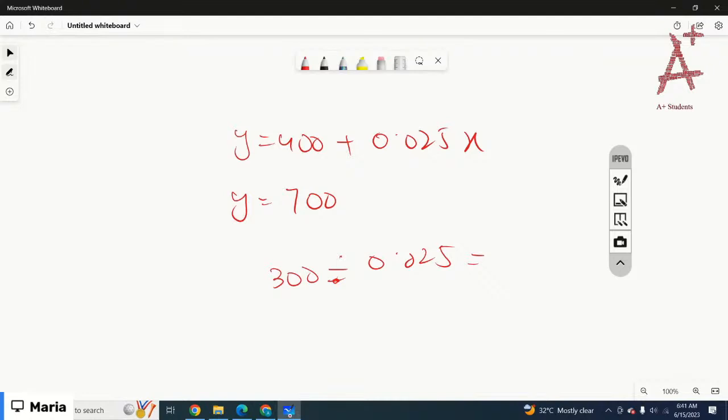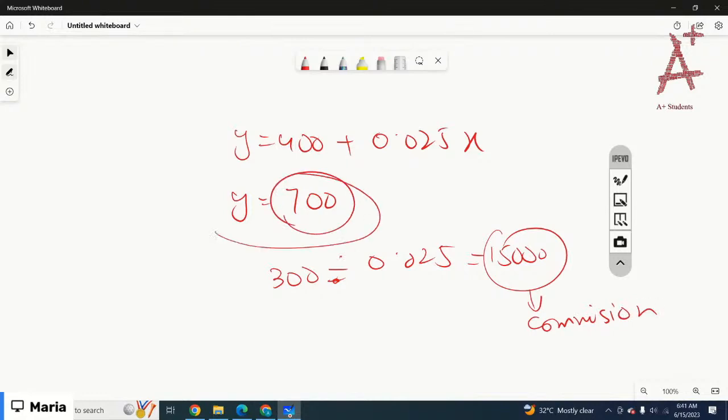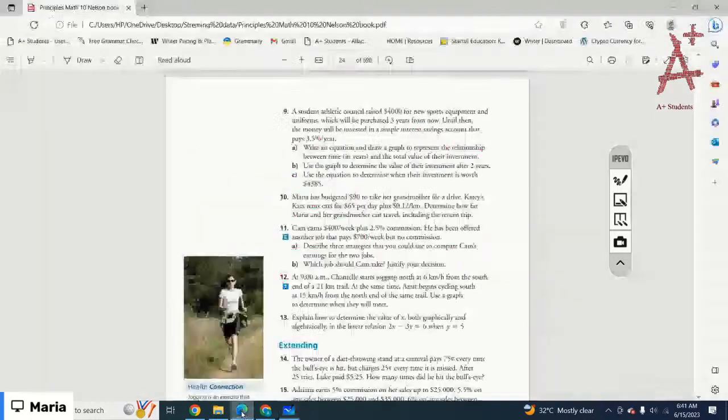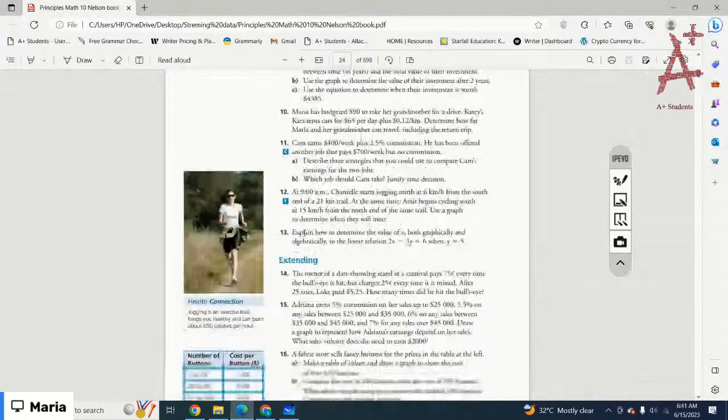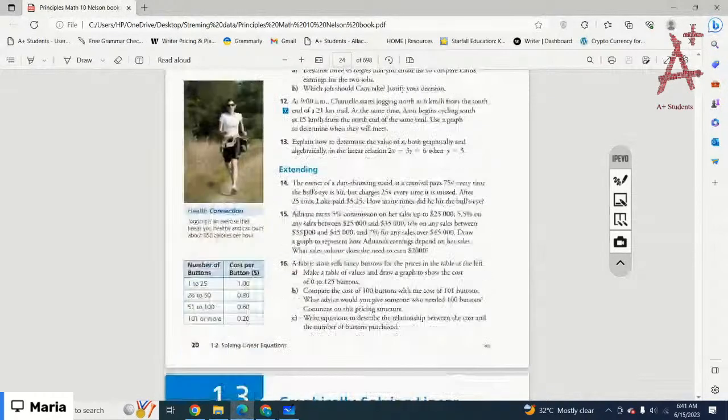That means he can make 15,000 every month from the commission. Got it? And the fixed money he has in the other job is 700. That means the second one is not the correct option. He has to go for the first job and continue with it. You can complete the rest of the questions in the test by yourself later today. Let me move on to the next one.